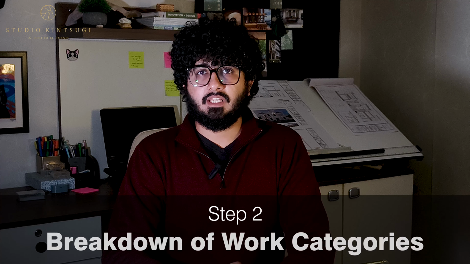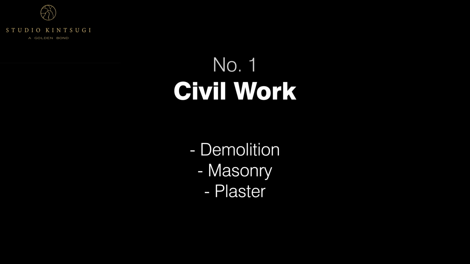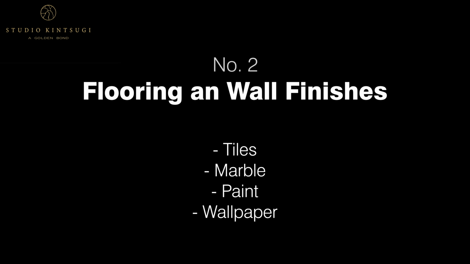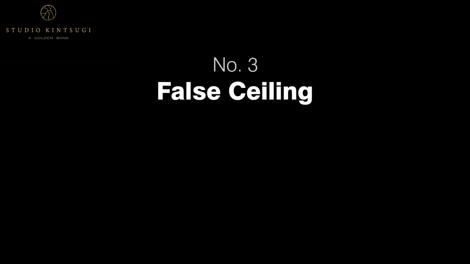Step 2. Breakdown of work categories. Divide your BOQ into clear sections to avoid confusion. These typically include number 1. Civil works such as demolition, masonry, plaster. Then the second point is flooring and wall finishes such as tiles, marbles, paint, wallpaper. The next point is false ceiling, which includes POP, gypsum, wooden, or other kinds of false ceilings.